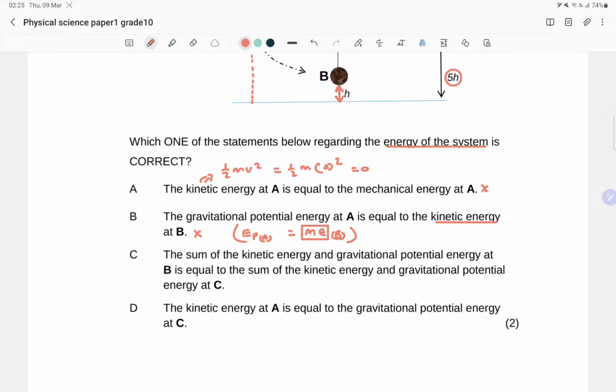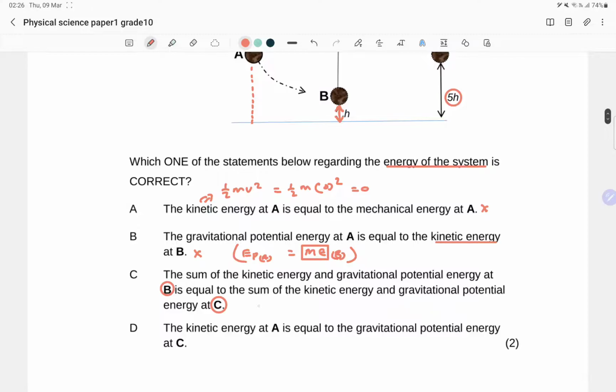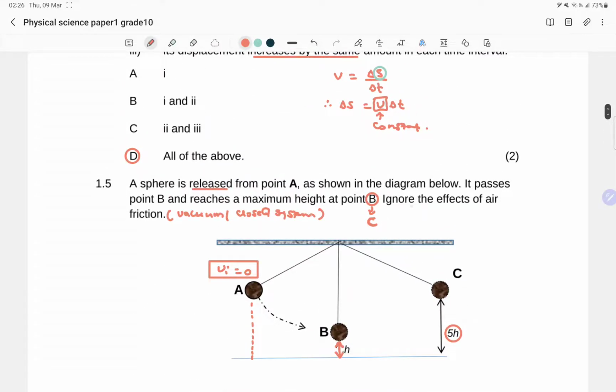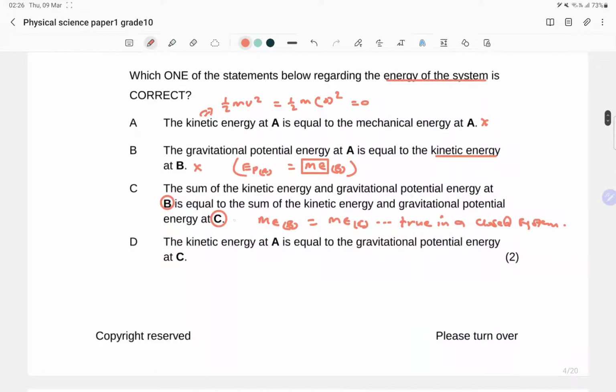Now the sum of the kinetic energy and gravitational potential energy at B. Remember, the sum of kinetic energy and gravitational potential energy at B is equal to the sum of the kinetic energy and gravitational potential energy at C. Yes, in a closed system, that is true, because all it means is that the mechanical energy at B is equal to the mechanical energy at C. This is true in a closed system, okay, which we were given a clue about, that we are ignoring the effect of friction. So this is definitely true.